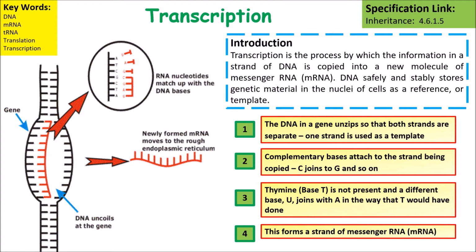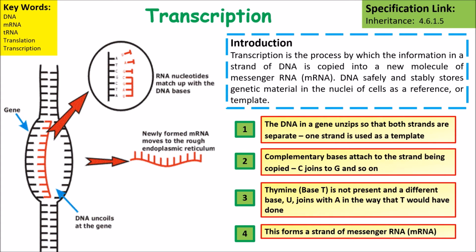Transcription is a process in which the information in a strand of DNA is copied into a new molecule of messenger RNA. DNA safely and stably stores its genetic material in the nuclei of cells as a reference template. So the sequence that happens is that the DNA in the gene unzips, so both strands are separated, so one strand can be used as a template.